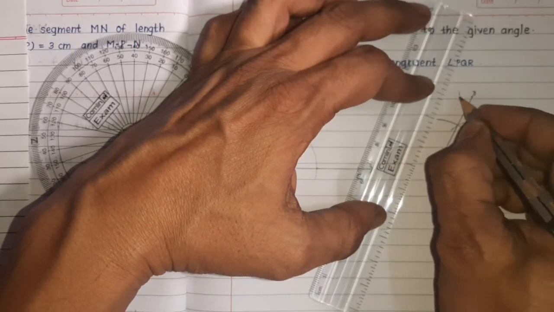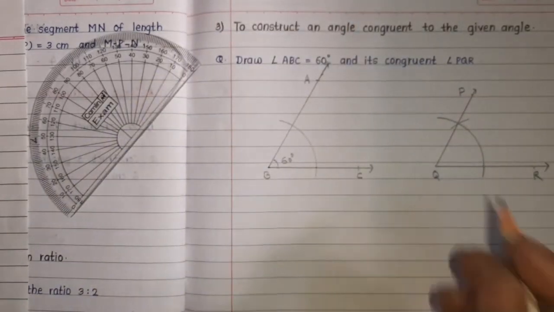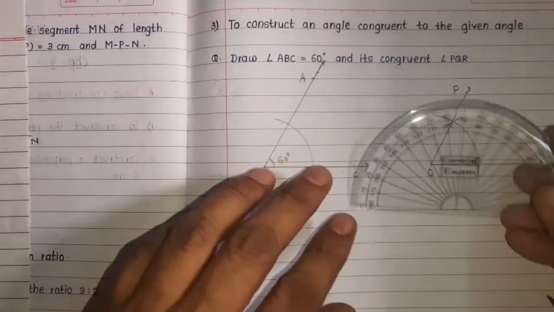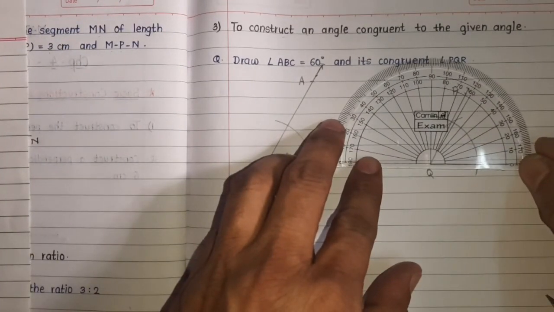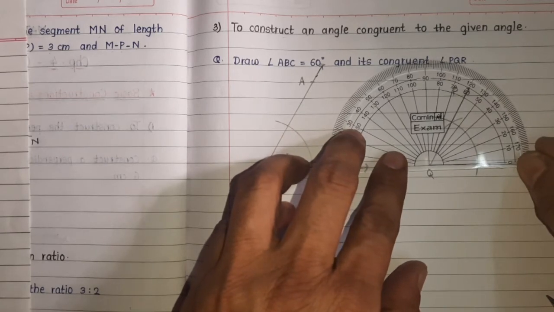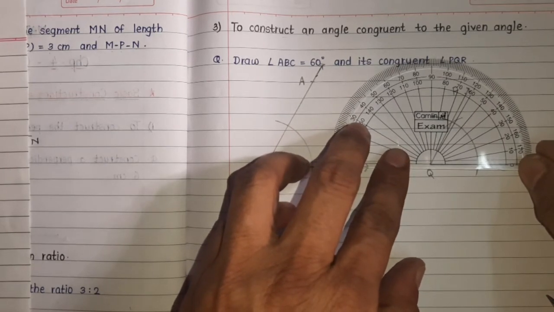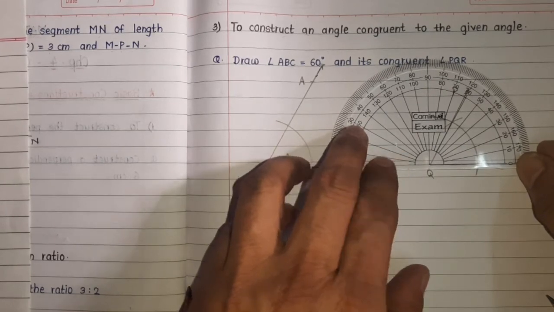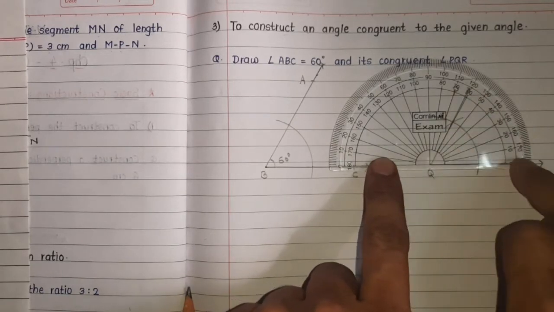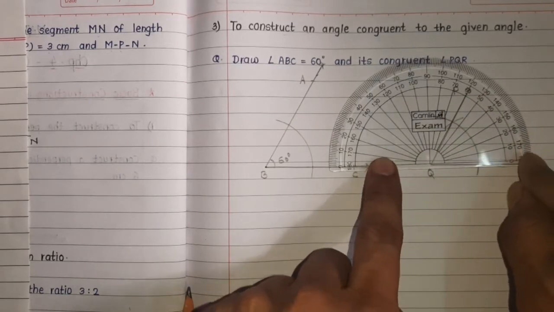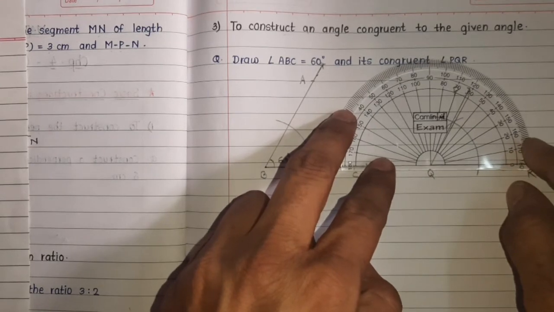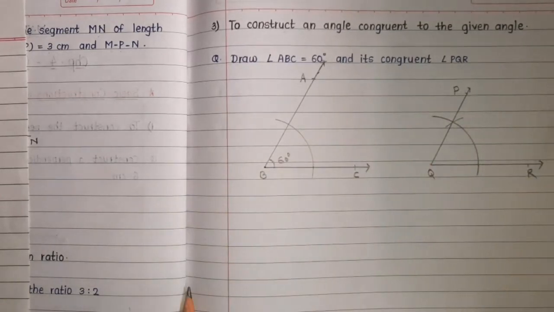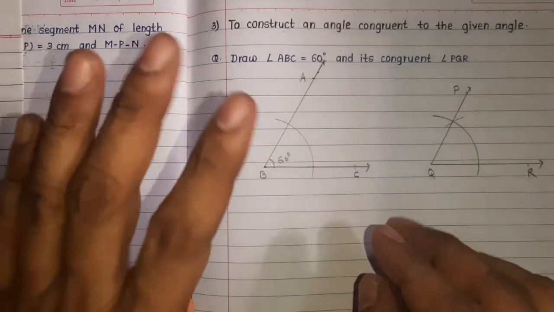This is point P, Q, R. Now these two angles are congruent angles. Suppose if we measure the angle Q, see, it is 60 degree. This angle PQR is of 60 degree. That means we drew the congruent angle to the given angle. Got it? This is the construction of the congruent angles.